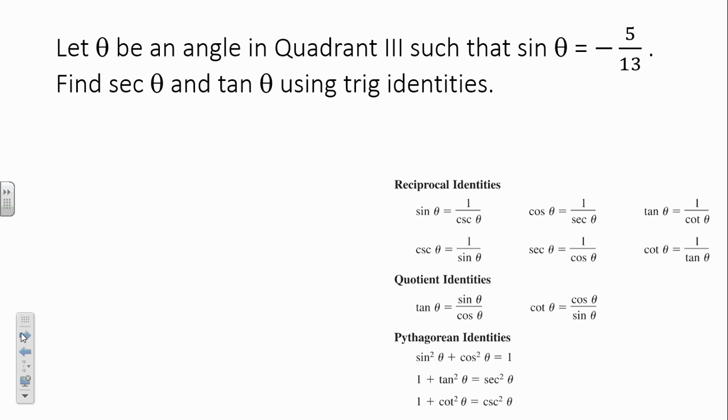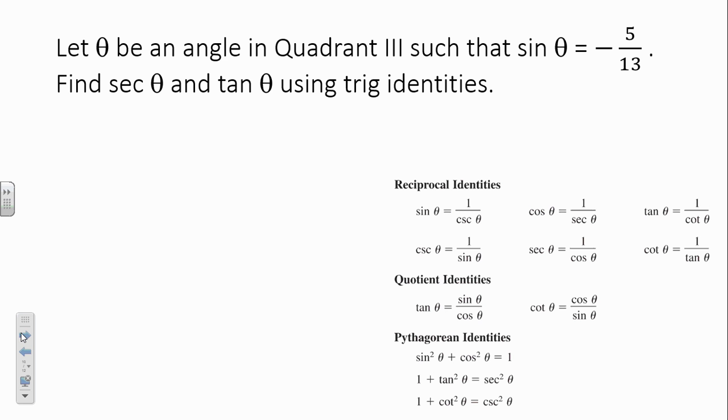Okay, so let theta be an angle in quadrant 3 such that the sine of theta is negative 5/13. Find the secant and the tangent using trig identities. Okay, I want to show you how to use trig identities because you can do it the other way, right? Finding r, actually we have r, finding x, right? But let's think about how we could use trig identities to do this. Okay, the sine of theta is negative 5 over 13.